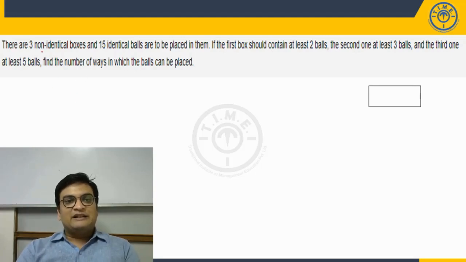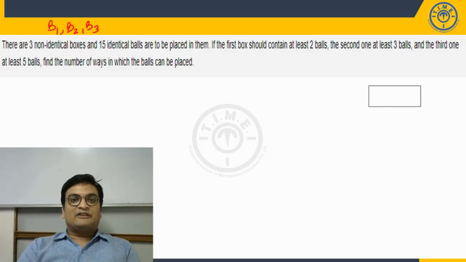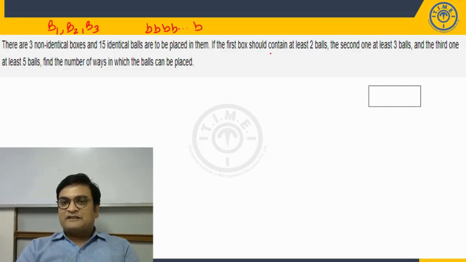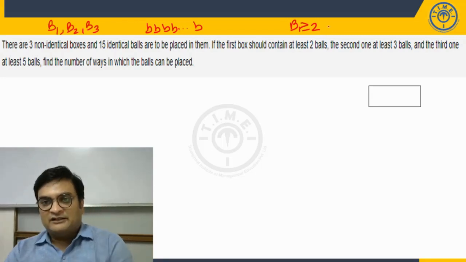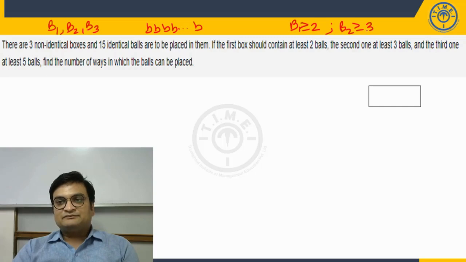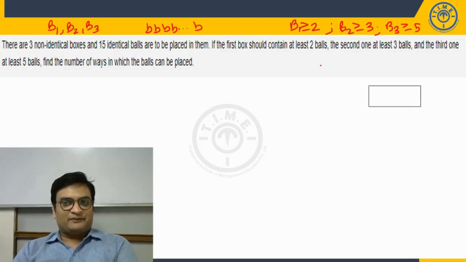It says there are 3 non-identical boxes. So non-identical would mean he is intending to tell us distinct. So let's say the boxes are box 1, box 2, box 3. And then he says there are 15 identical balls to be placed in them. So let's say the balls are small b's and they are 15 in number. If the first box, that is B1, should contain at least 2 balls, the second one, B2, should contain at least 3, and the third one should contain at least 5. Find the number of ways in which the balls can be placed in these 3 boxes.